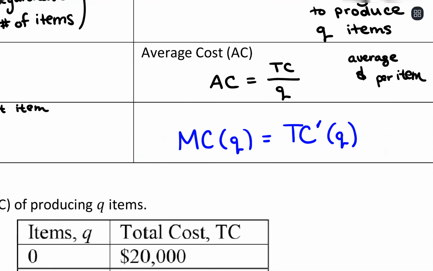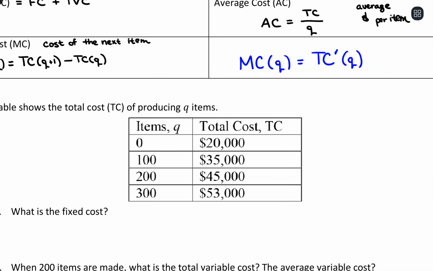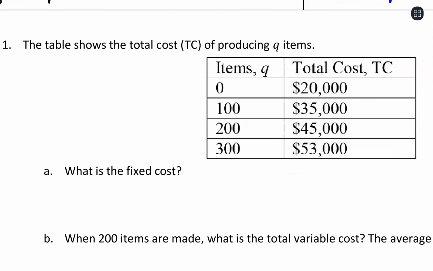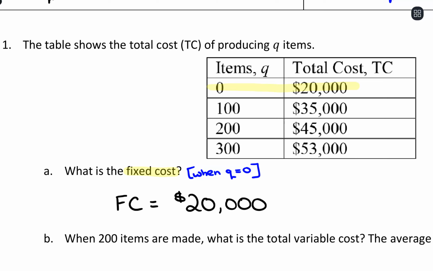Let's go ahead and look at an example here, and since this deals with a table, I'll do a little side example of what if we were given a function. So we have this table here with Q items 0, 100, 200, or 300, and then the total cost 20,000, 35,000, 45,000, or 53,000. So we want to know what is the fixed cost. The fixed cost will show up when Q is 0, because remember, it's regardless of how many items we produce, what's our cost, and that's coming through when Q is 0, total cost is 20,000. So our fixed cost is $20,000.